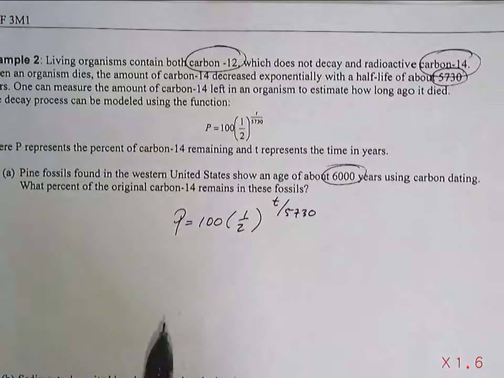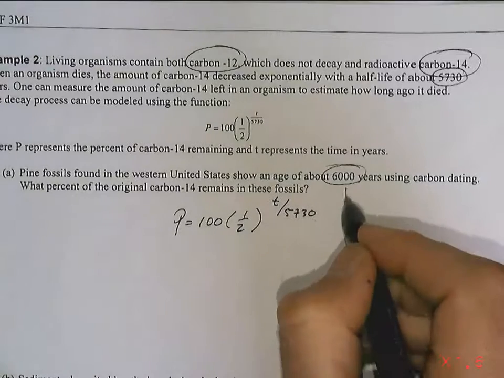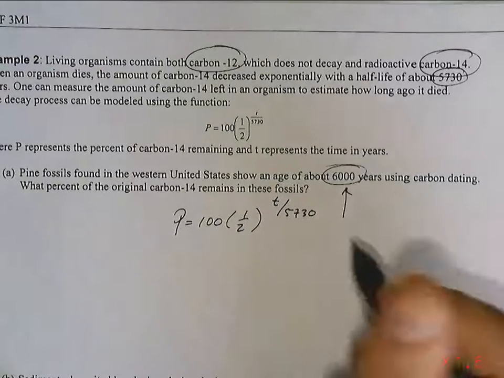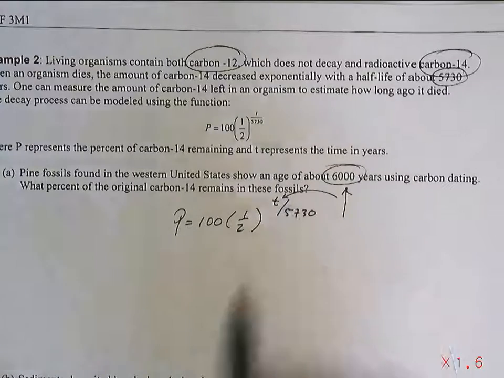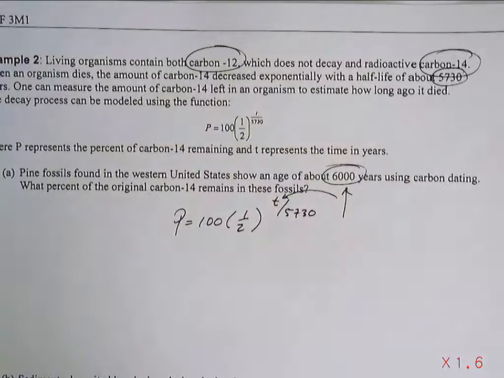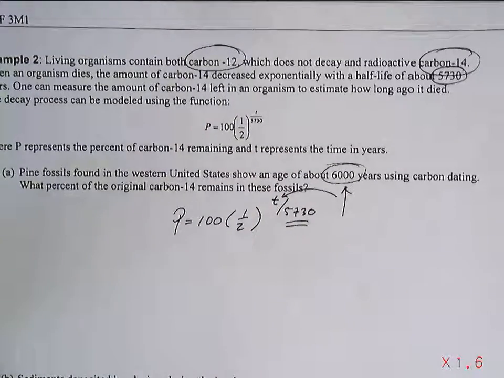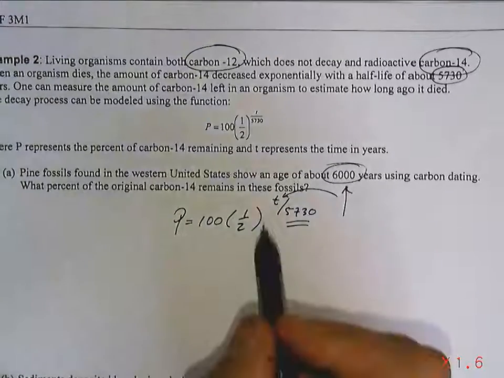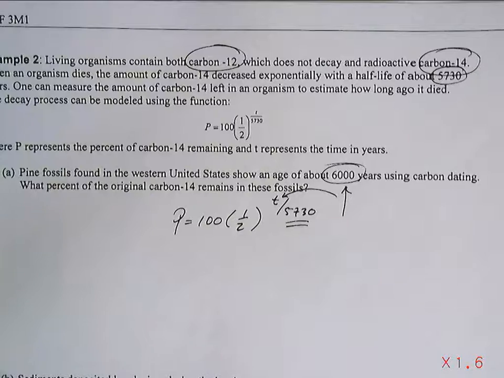And it says that this thing was about 6,000 years old. Well, that means that that's the elapsed time. So that's going to go in for little t. This is the time for the function. We don't get to play with that. That's carbon-14. That has a half-life of 5,730 years. We can't play with that one.